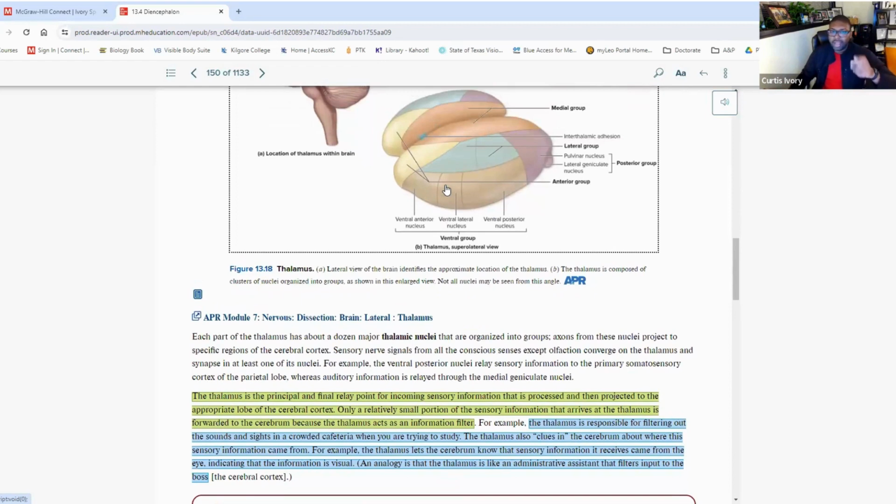So essentially, the thalamus has a really big role to play when it comes to any senses that we have. It's literally telling the brain what's going on.